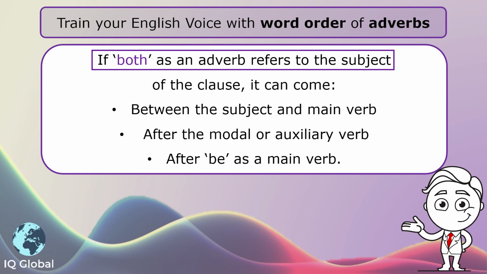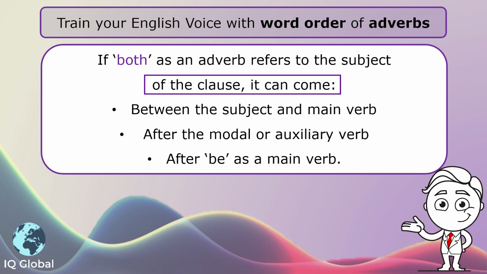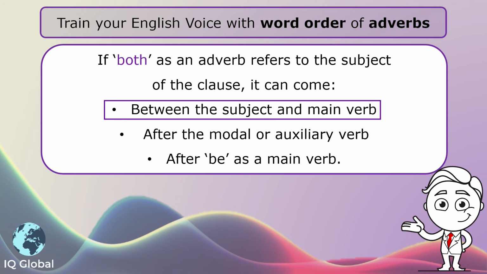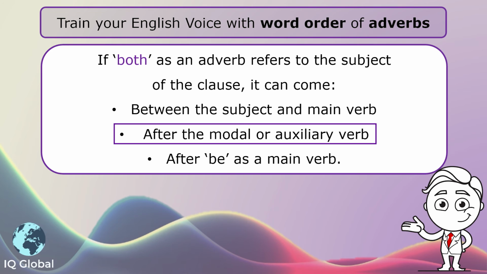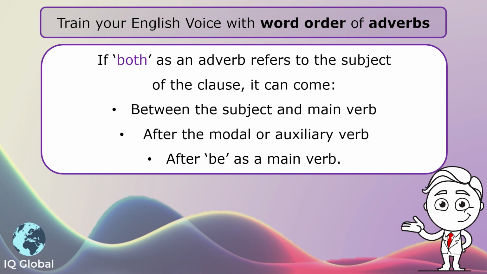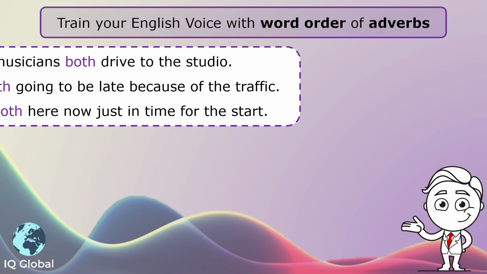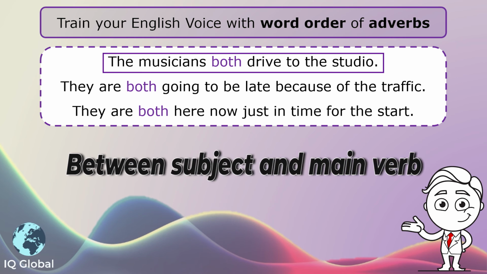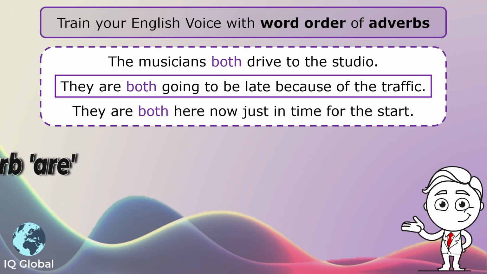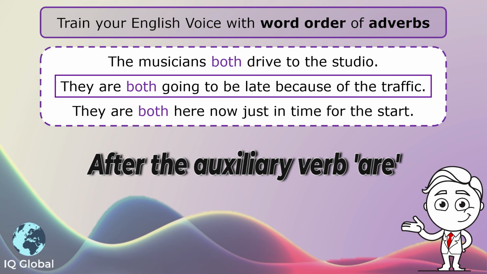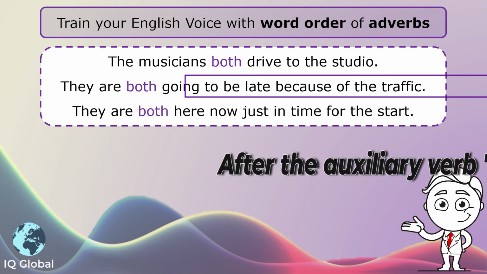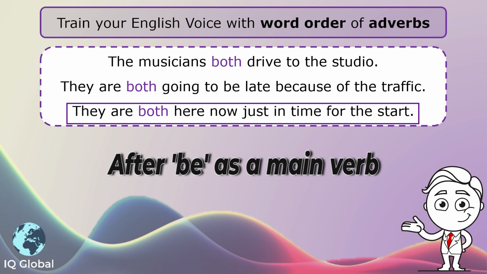If "both" as an adverb refers to the subject of the clause, it can come between the subject and main verb, after the modal or auxiliary verb, after be as a main verb. Let's look at some examples. The musicians both drive to the studio. They are both going to be late because of the traffic. They are both here now, just in time for the start.